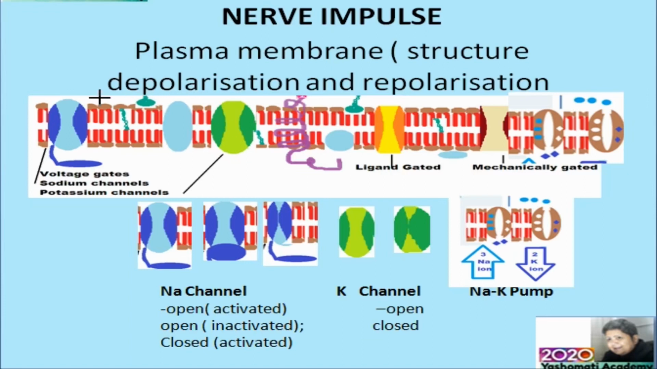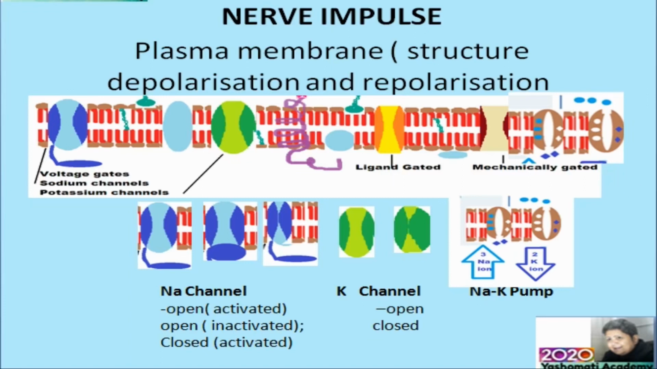So, in this part of the lesson, we will study how the plasma membrane gets depolarized and how it gets repolarized during the conduction of nerve impulse. Before we start with the topic, let us revise the structure of the plasma membrane. This slide is showing you the pictorial representation of the plasma membrane structure.